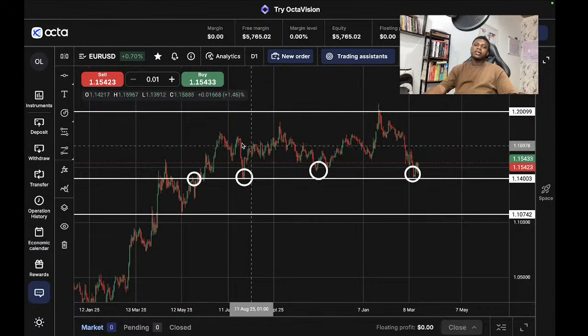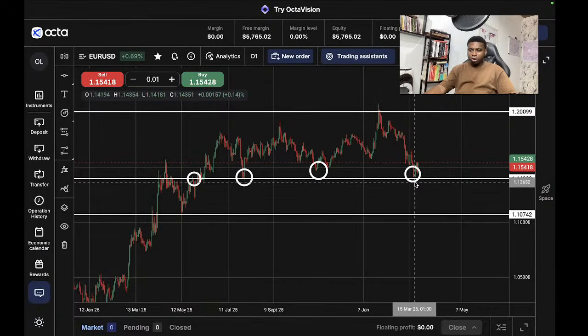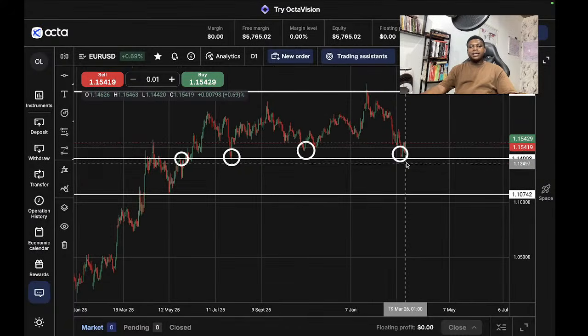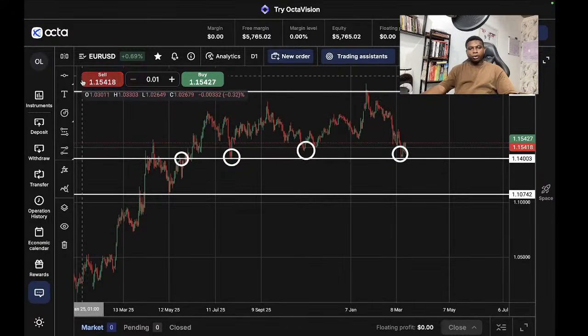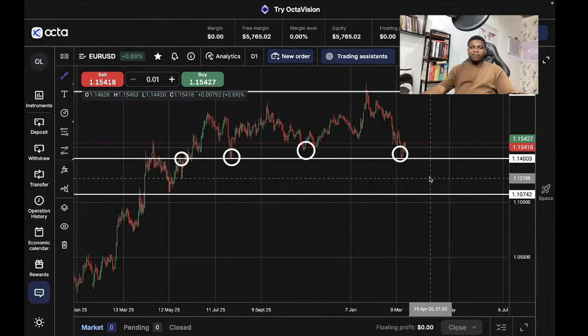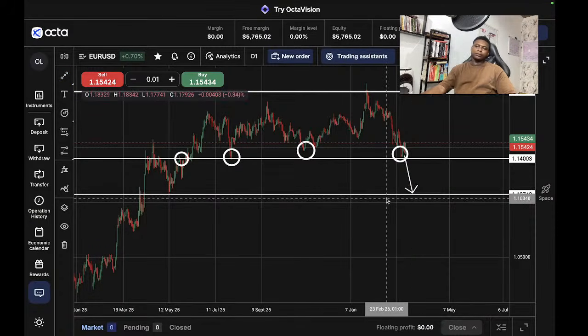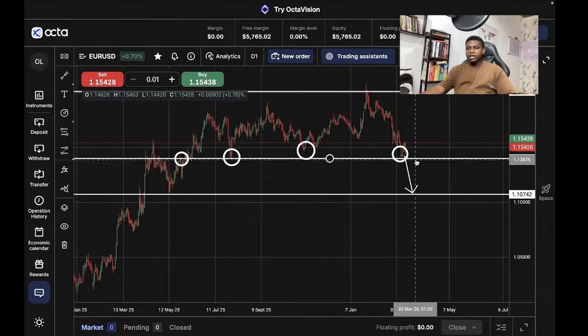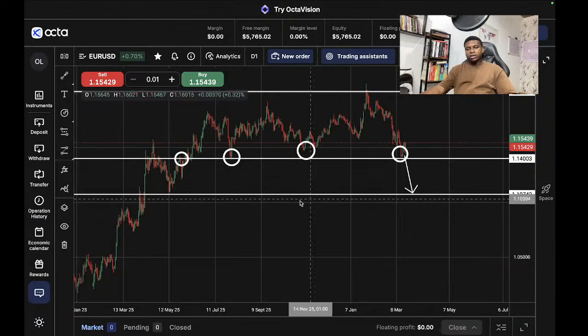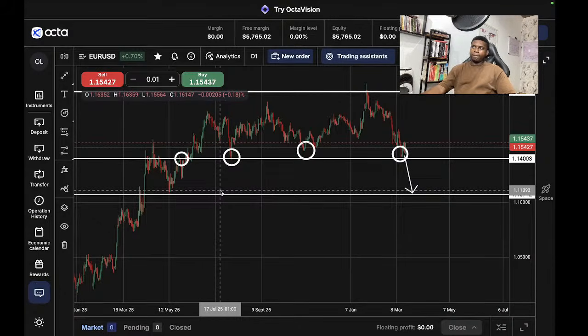As you can see here, first support, second support, third support, right? Whatever makes price break out of this support zone, we will see a continuous fall in price down to the next support zone. So these are very critical for us to watch out.